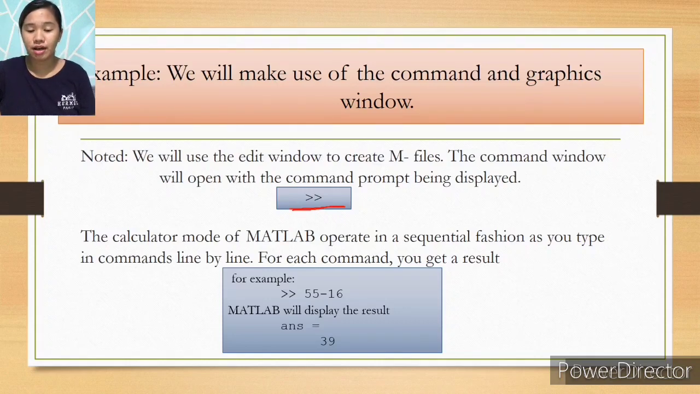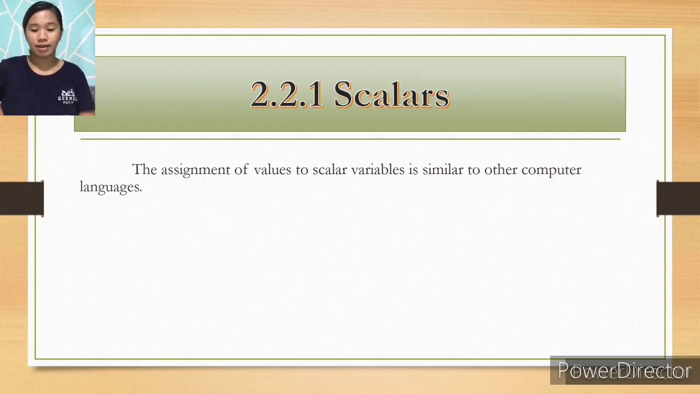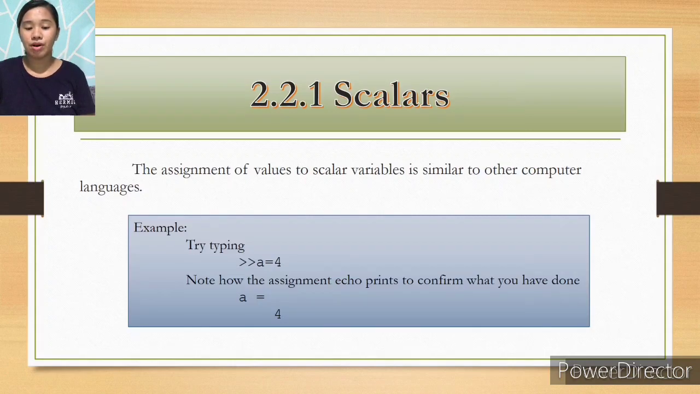So next we have assignment. Assignment refers to assigning values to variable names. This results in the storage of the values in the memory location corresponding to the variable name. Under assignment we have scalars. The assignment of values to scalar variables is similar to other computer languages. So for example, try typing at the command prompt a = 4. Note how the assignment echo prints to confirm what you have done. So a = 4.